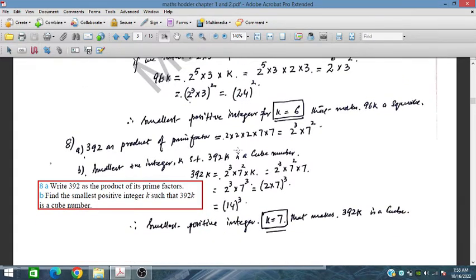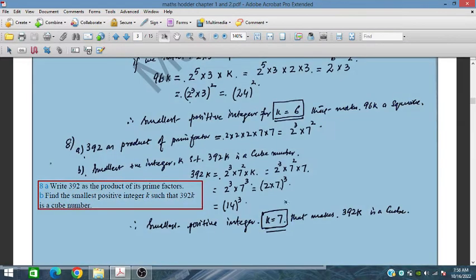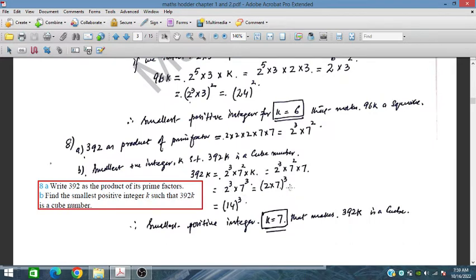Now 392 as a product of prime factors. So write down this 392 as a product of its prime factors. So we have drawn the prime factors like this, and we need the smallest positive integer k such that 392k is a cube number. So we have to make a cube of this 392k. So 392 we have broken down by taking repeated division, and we have obtained these numbers.